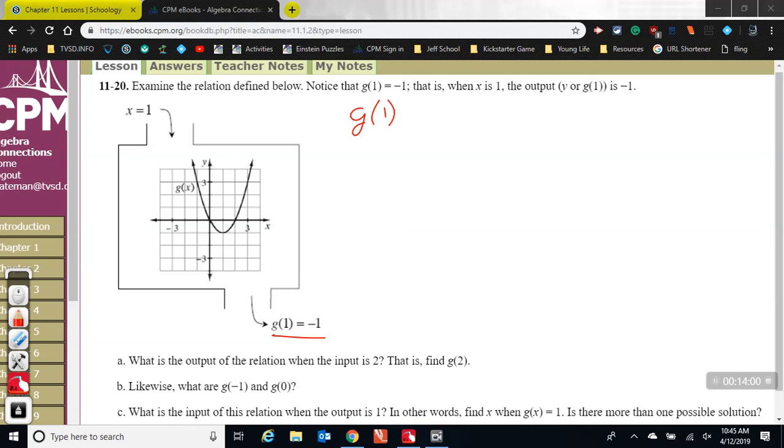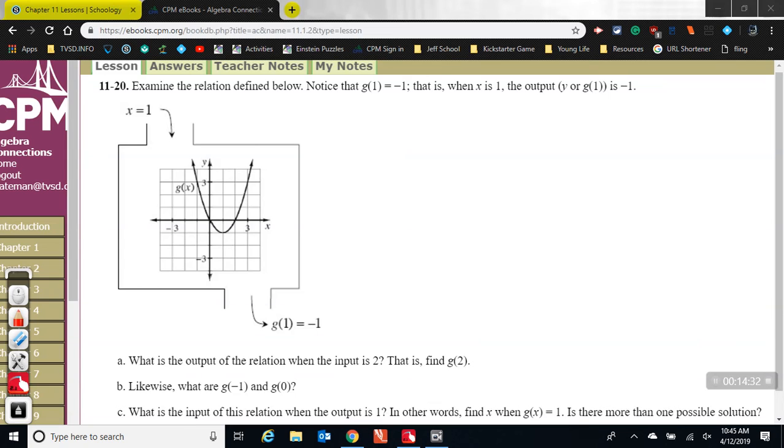G of 1 they said is negative 1, but why is that so? Well, here they're telling us that x is equal to 1. And therefore I find 1 on my x-axis, which is right here. All right, that is 1. And I'm going to look up and I'm going to look down to find where it touches g of x. Well, it touches g of x right here. All right? And if it touches g of x right there, what is the output associated with that point? Well, the output is my y value, and that's right here, and we see that is negative 1. That's why g of 1 has an output of negative 1.